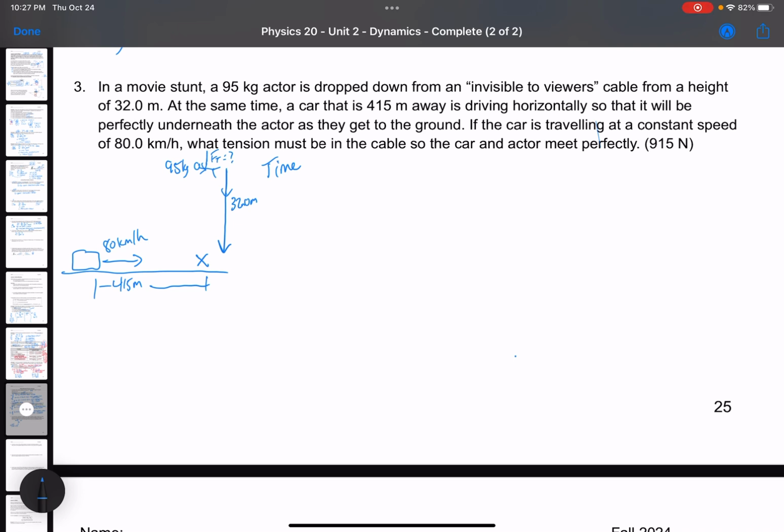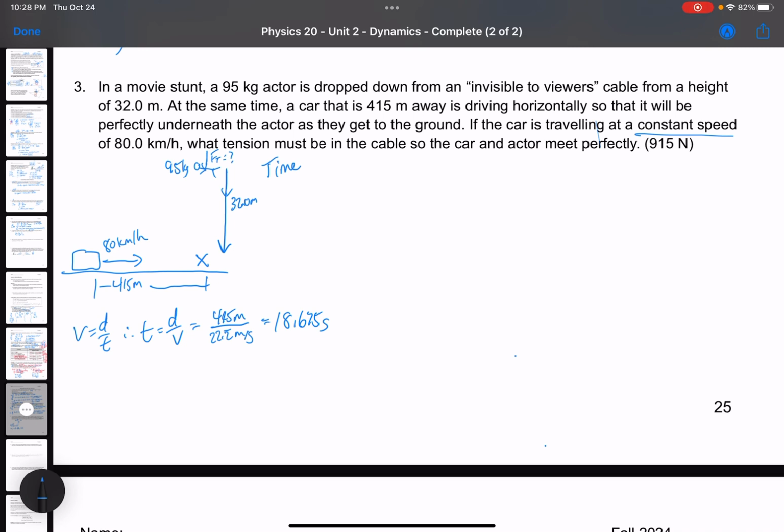So I know that the car is traveling at a constant speed, so that's nice. I can use my v equals d over t formula. If I'm looking for time, then time is equal to distance divided by speed. Now the distance is 415 meters and the speed is 80 kilometers per hour. So that doesn't match. Remember, we can divide by 3.6. When I do that, I get 22.2 repeating meters per second. So 415 meters going 22.2 every second is going to take me 18.675 seconds.